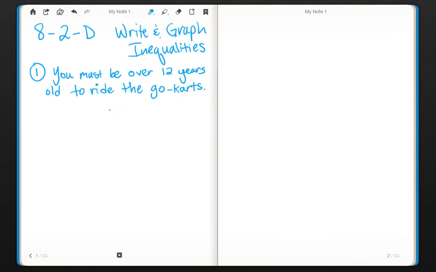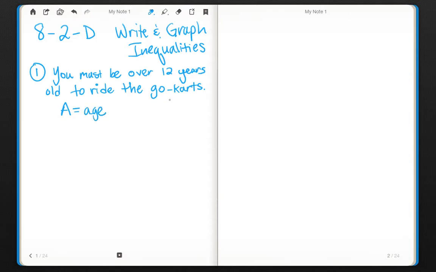All right, so again, the directions would say write an inequality for each sentence. So here's our sentence. First, we need to define a variable. We need to figure out what is the unknown. Well, think about it. What is it that we don't know? Do I know how old the person is that's coming up to buy a ticket to try to ride the go-karts? No, that's my unknown. So I'm just going to use maybe A equals a person's age.